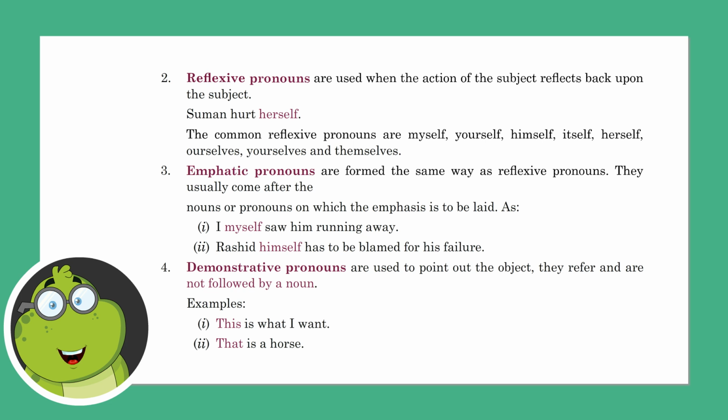Demonstrative pronouns are used to point out the object they refer to and are not followed by a noun. Examples: This is what I want. That is a horse.